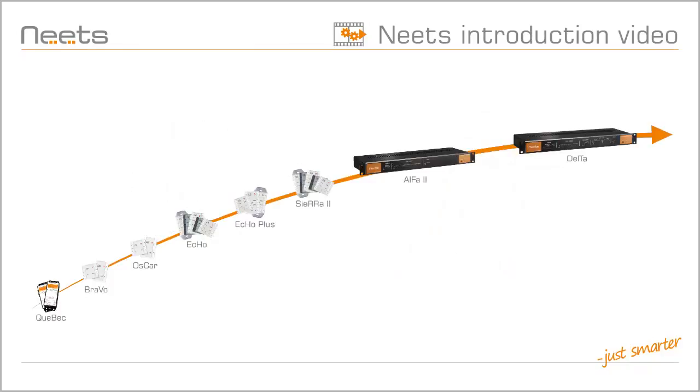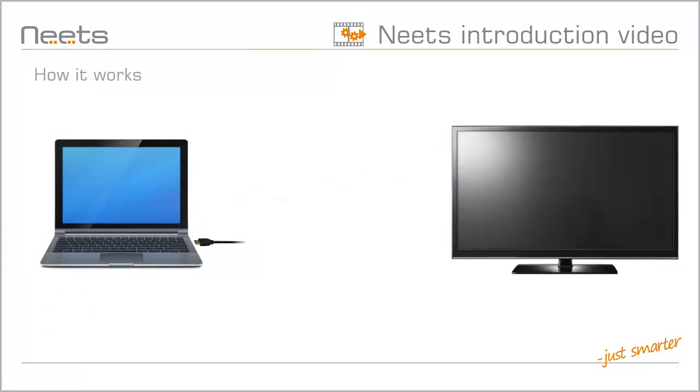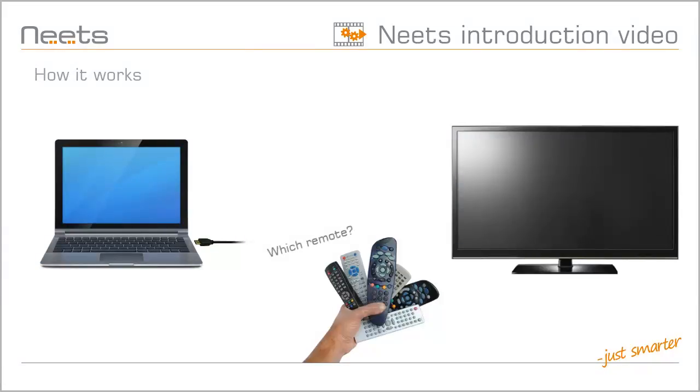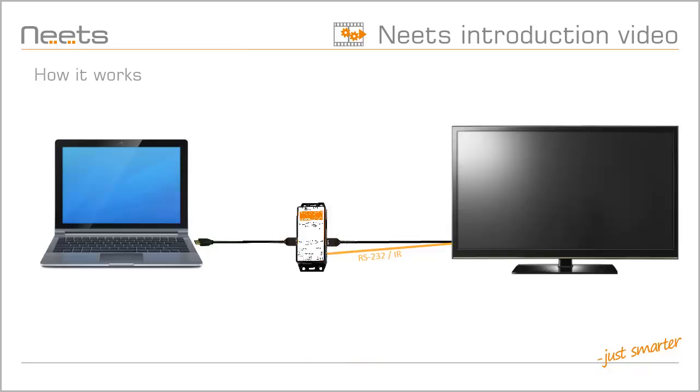Neets control systems span a wide variety of capabilities, from QueBec to the feature-packed Delta. QueBec is Neets' most simple plug-and-play control system. Most of us have experienced how complicated and confusing it can be to start an AV system. Just to find out how to plug in your PC, find the right remote, or press the right buttons can be surprisingly difficult. But with the QueBec installed, it is actually not more than plugging in the cable.